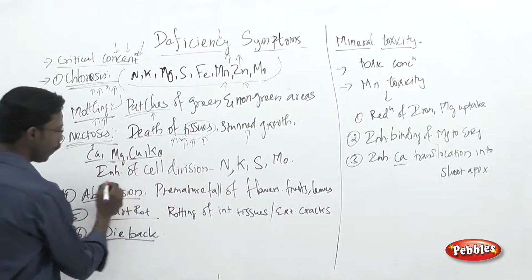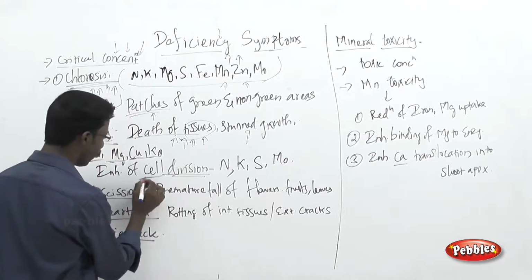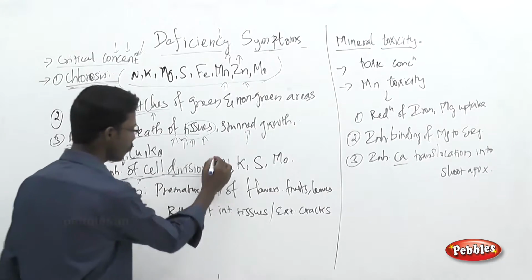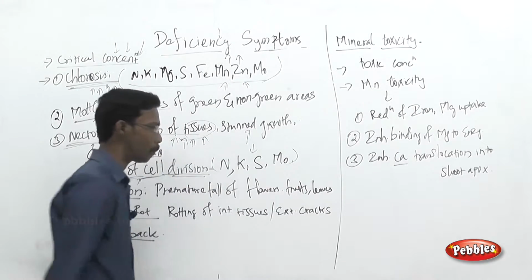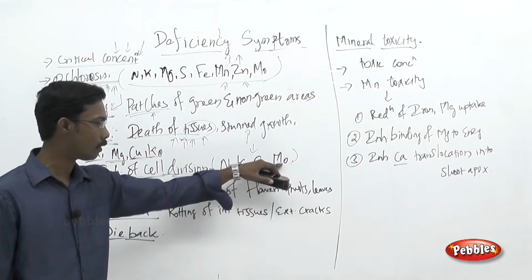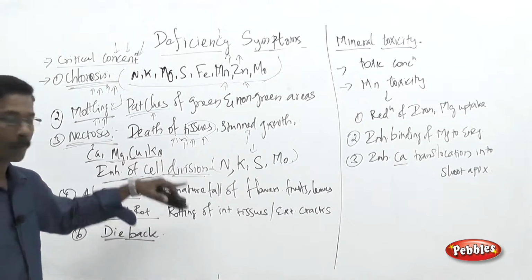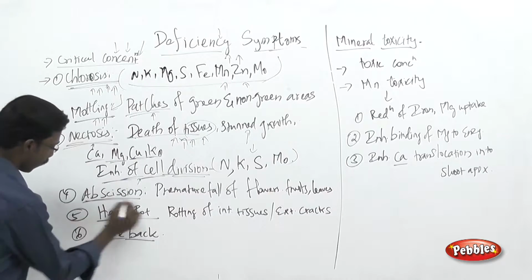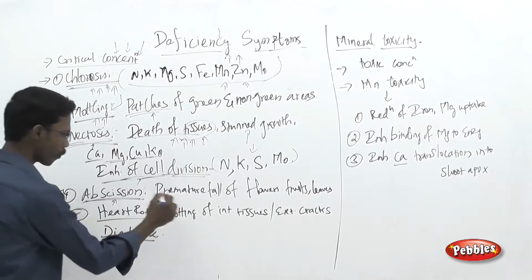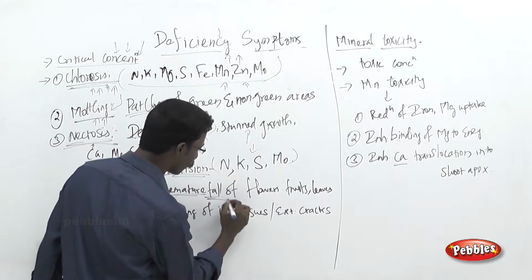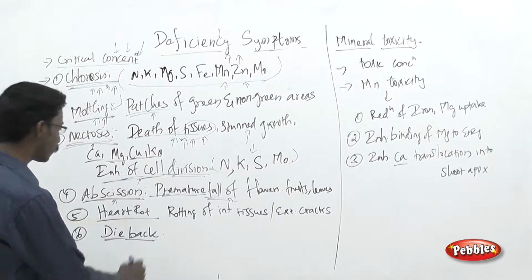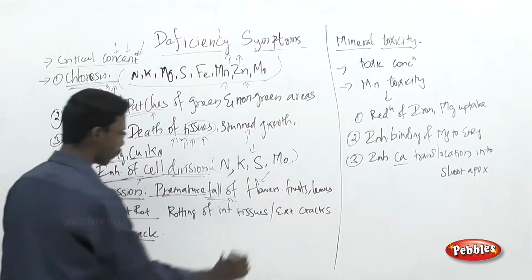And again, inhibition of cell division. There will be no division or multiplication of cells when there is a deficiency of these minerals: nitrogen, potassium, sulfur and molybdenum. The deficiency of these minerals leads to the inhibition of cell division. And abscission. Abscission is a symptom caused by the premature fall of the flowers, leaves and fruits. This is also caused by the deficiency of most of the minerals.